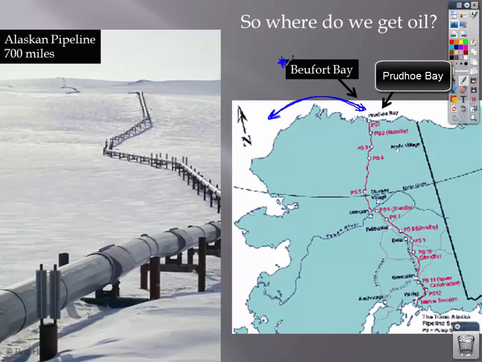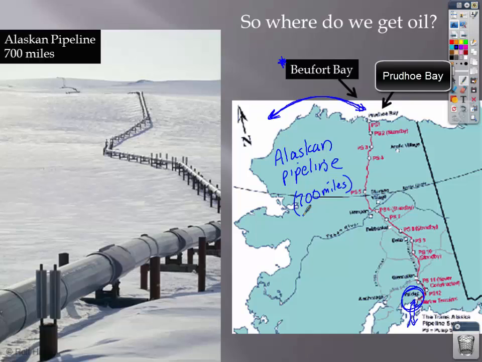So what was built was a pipeline from northern Alaska all the way to a city called Valdez. This is where the tankers are going to come to and from and pick up the oil. That pipeline, which spans the entire state of Alaska, is called the Alaskan Pipeline. You're talking about 700 miles of pipeline, which would stretch from Pennsylvania to Florida if you put it on the East Coast.